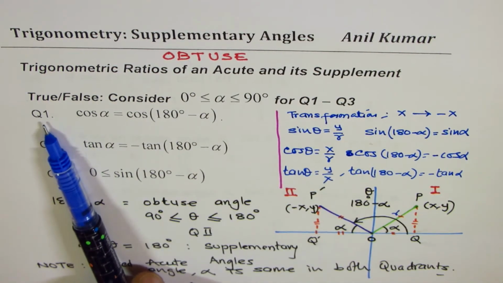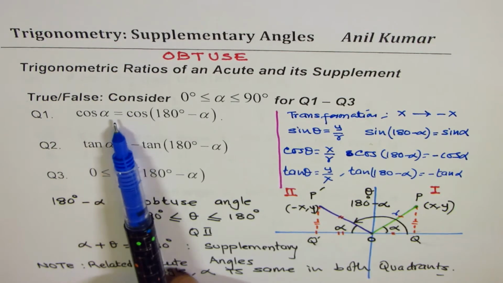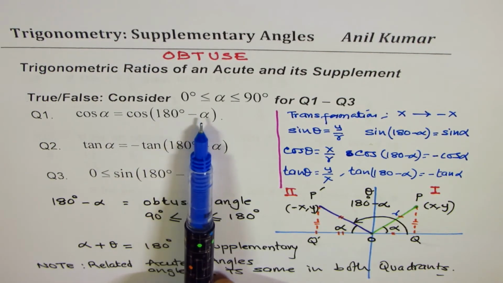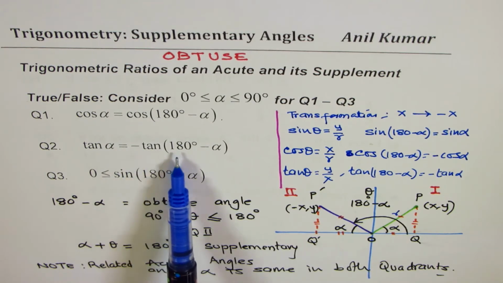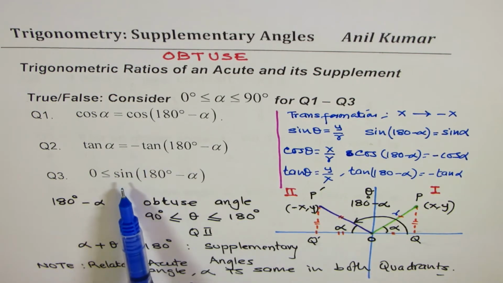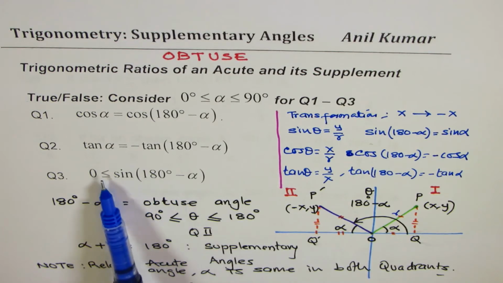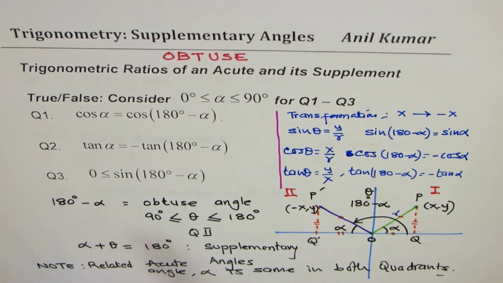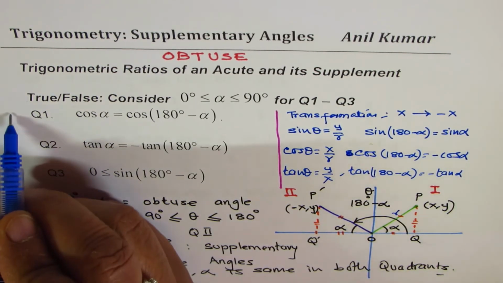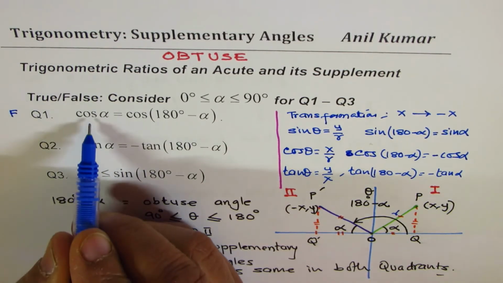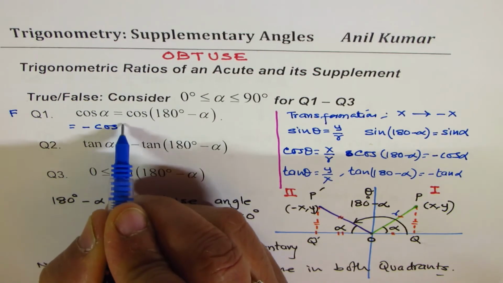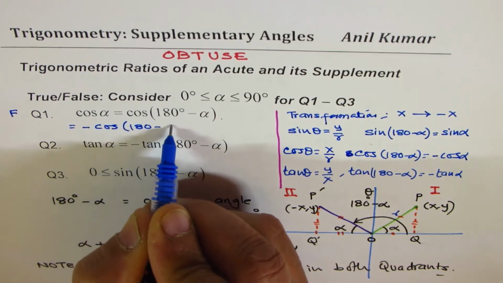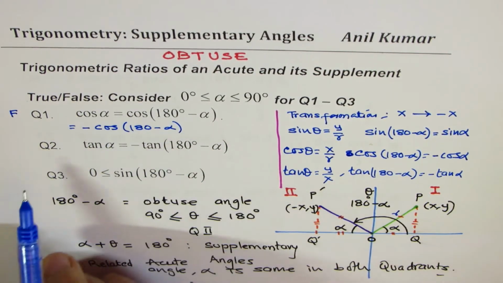Question number 1. Cos alpha is equal to cos 180 minus alpha. Tan alpha is minus tan 180 minus alpha, and the value of sine 180 minus alpha is greater than or equal to 0. Well, the first statement, as you know, is false. Cos alpha is actually equal to the negative value of cos 180 minus alpha, not the positive.